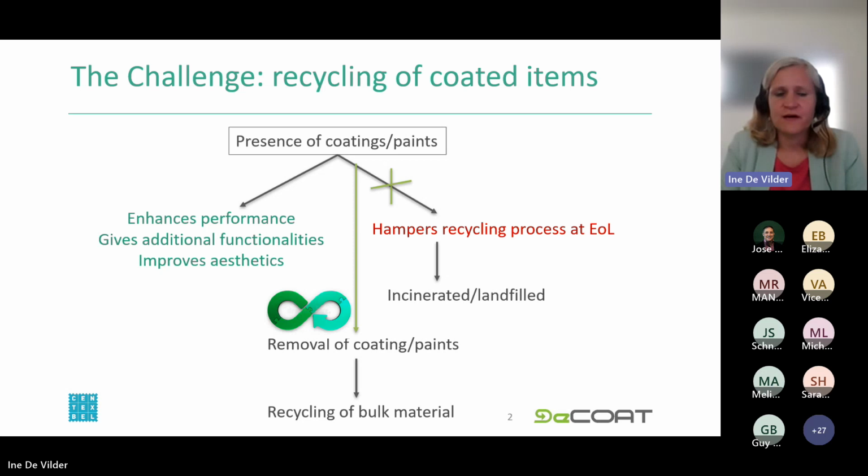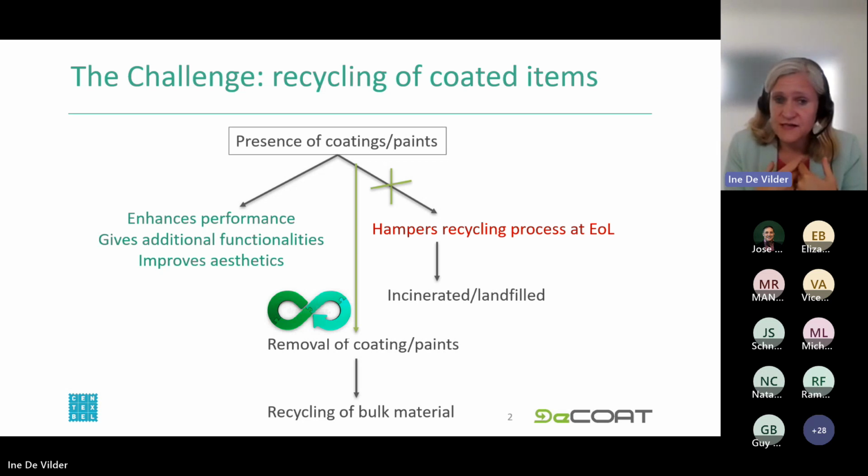So as already mentioned by Guy, we are focusing on coated and painted items. So why do we put these coatings and paints on the bulk material in the first place? Actually, we have a threefold reason. It can enhance the performance, for example, it can protect the underlying bulk material from UV. It can give additional functionalities, for example, it can waterproof a bike bag, and it can simply improve the aesthetics.